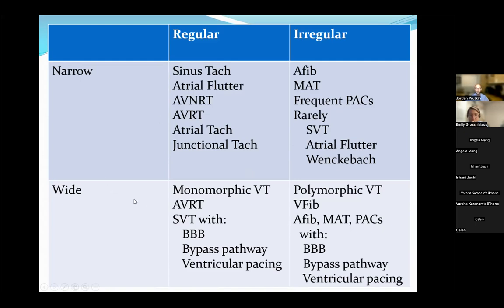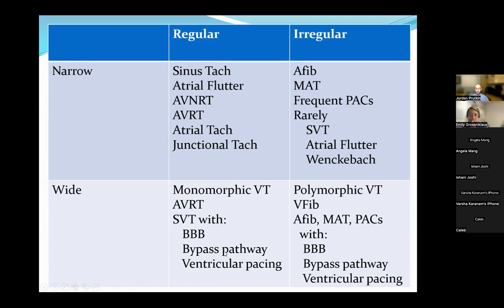Your wide complex tachycardias typically get you more concerned. And your regular one, the one you're most worried about, is monomorphic VT. But people who have WPW, Wolff-Parkinson-White, can have this type of AVRT, where it's going down the bypass pathway and then back up the AV node backwards. And then any type of SVT where there's a bundle branch block. So that's pretty common for your regular wide complex tachycardia. It's probably the most common.